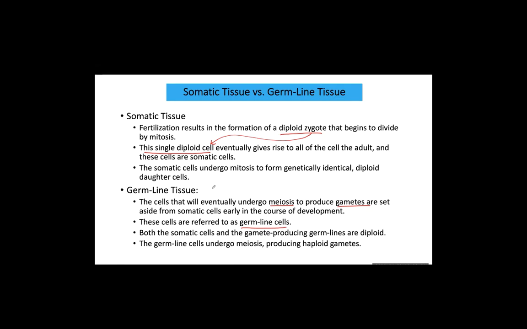But once a female reaches puberty, some cells from the ovary undergo meiosis to produce egg. Okay, so until humans have a fully developed reproductive organ, they undergo mitosis. But once they reach puberty, then they undergo a different kind of cell division called meiosis in order to produce reproductive cells, in order to produce a gamete.